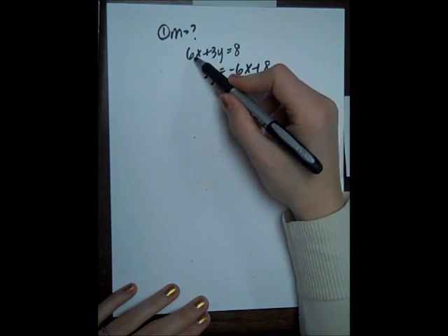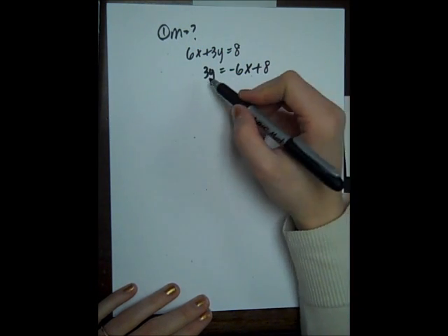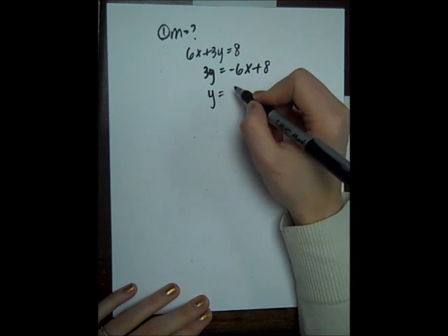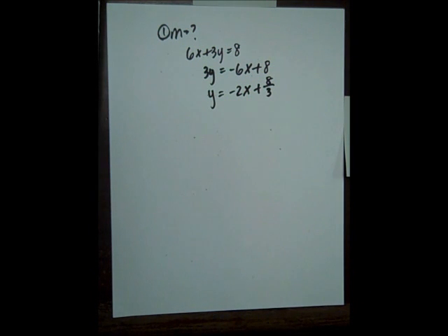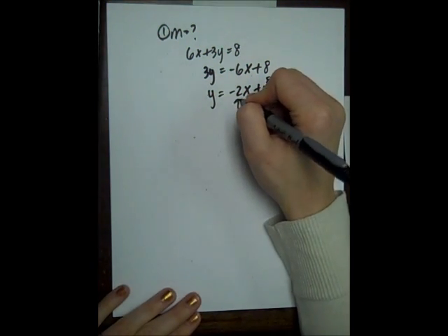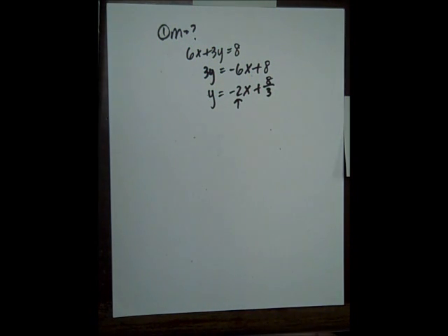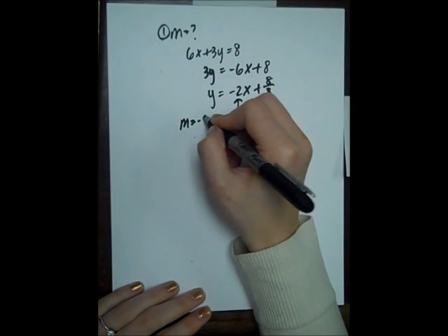Again, all I did was move this 6x to the other side. And now divide everything by 3. So y is -2x plus 8/3. By rewriting it in slope-intercept form, I can read off what the slope is. So the slope of the line I was given was -2. My line needs to be parallel to that, so my line needs to also have slope -2.